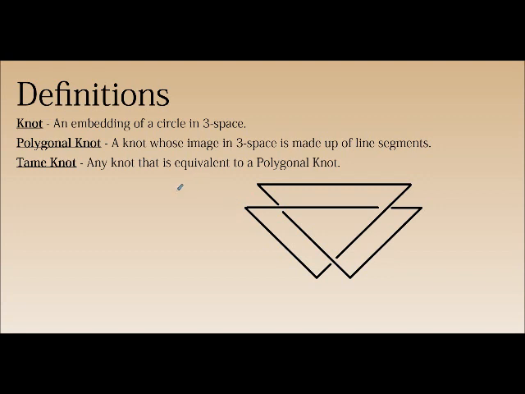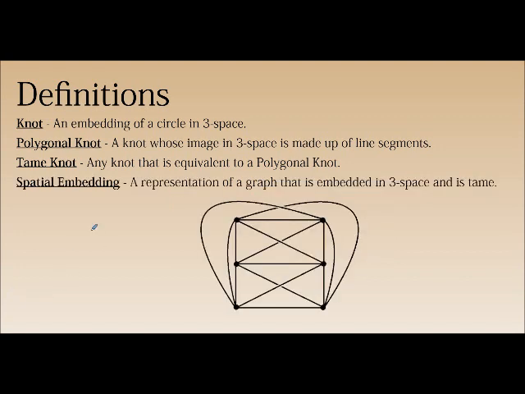And then a tame knot is a little bit looser of a definition than a polygonal knot in that it just has to be equivalent or isomorphic to a polygonal knot. That's what a tame knot is. A spatial embedding is where we use that idea of a tame knot. It's a representation of a graph that's embedded in 3 space and it is tame.